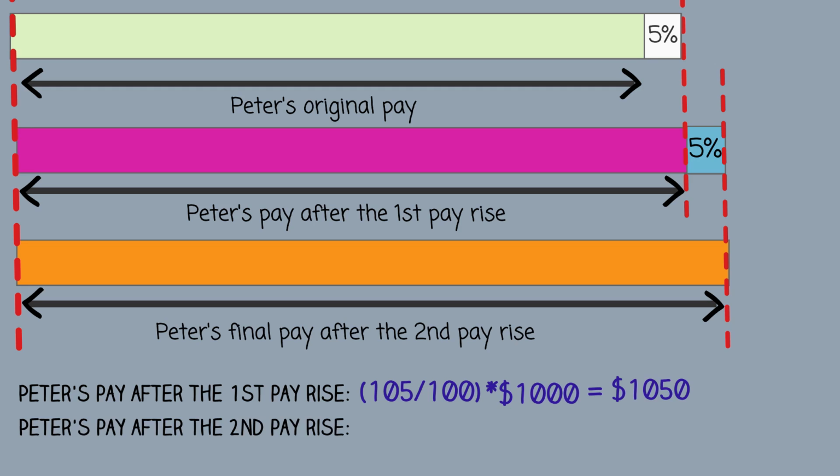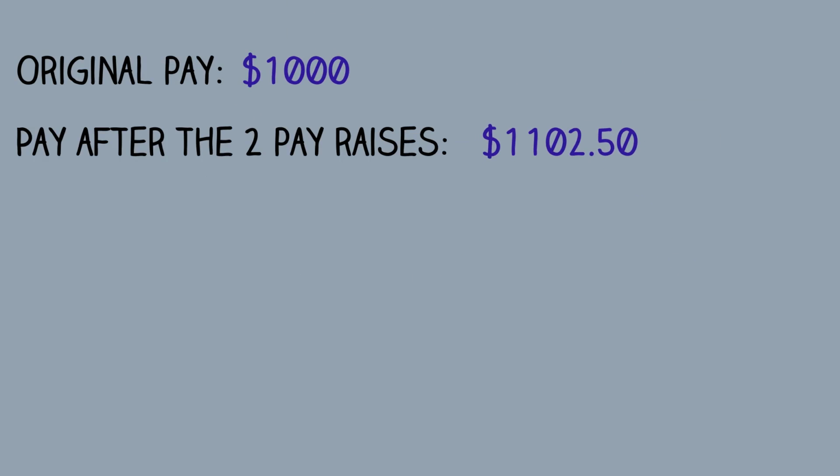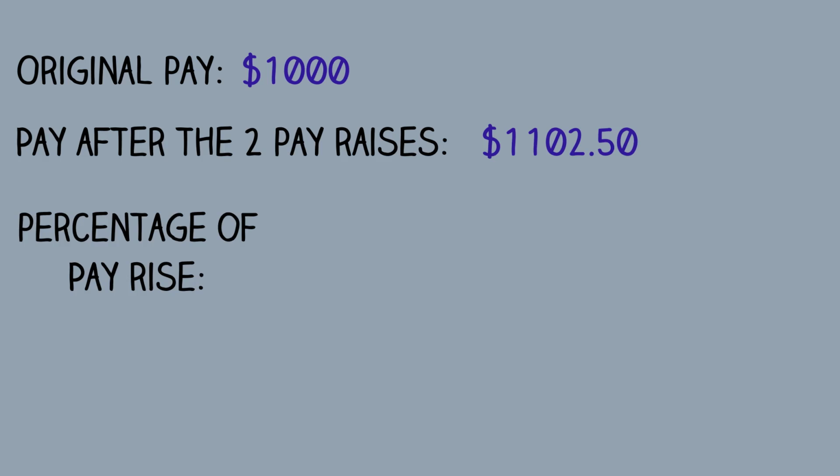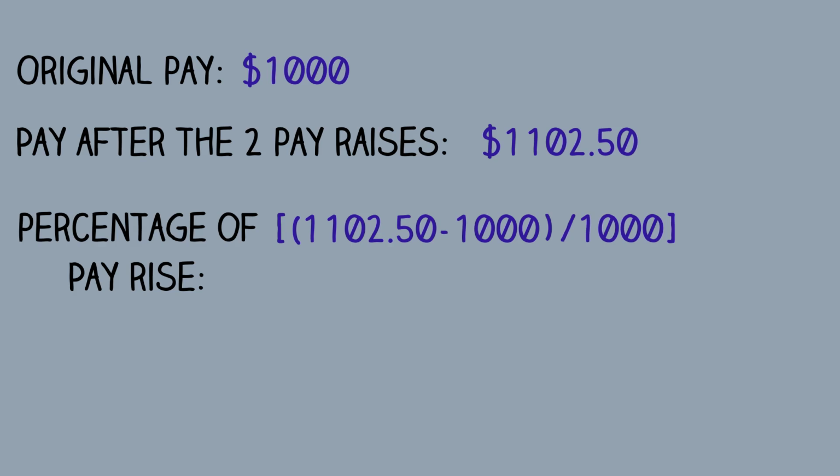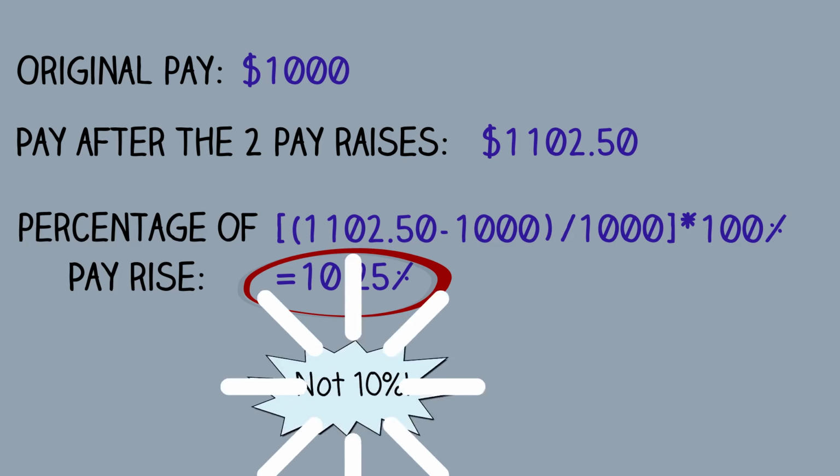To calculate Peter's pay after the two raises, we can take 105% of his pay after the first pay rise, which is $1,050. This gives $1,102.50. We know that Peter's original pay is $1,000, and his pay after the two pay raises is $1,102.50. We can use this information to calculate how many percent Peter's pay rose from his original pay of $1,000. That would be the difference between his new pay of $1,102.50 and his original pay of $1,000, divided by his original pay of $1,000, multiplied by 100%, giving 10.25%. You see, the total pay rise is 10.25% and not 10%.